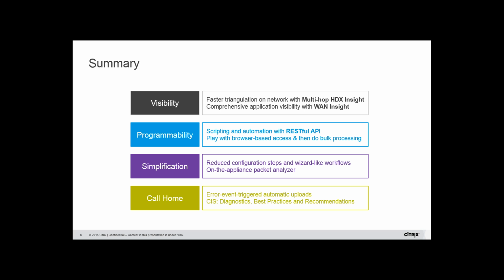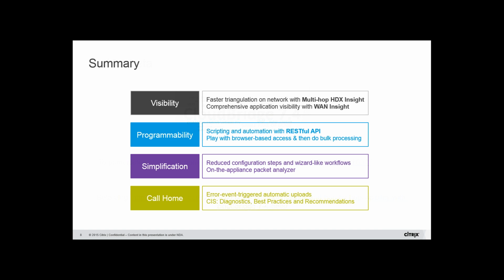Second theme is programmability with RESTful APIs. This is something which you can use for scripting and batch processing, bulk processing, and manage very large deployments sitting from an automation framework. These RESTful APIs also integrate very well with some of the orchestration tools.